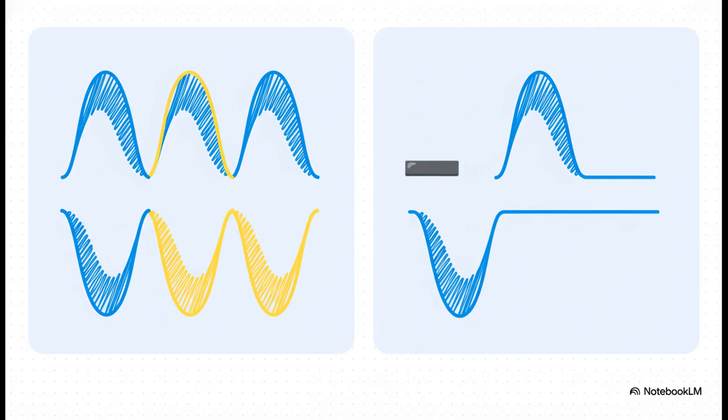On the left, we've got fully constructive interference. This is when two waves are perfectly in sync. Their peaks line up with peaks, their valleys with valleys. They basically team up, and their heights add together to create a new wave that's twice as tall.